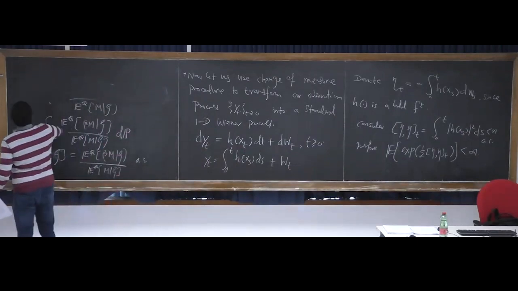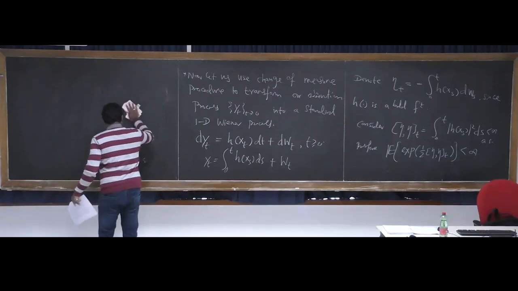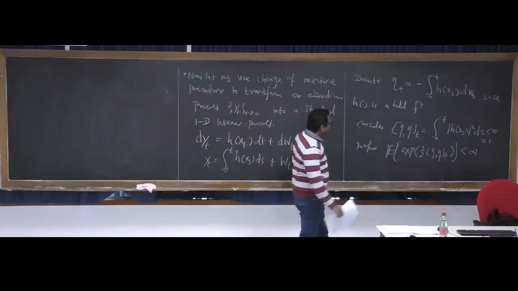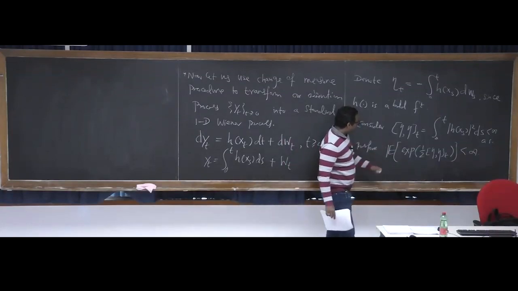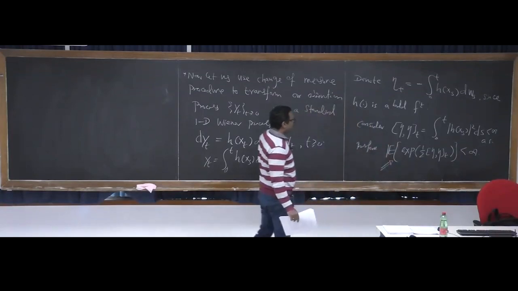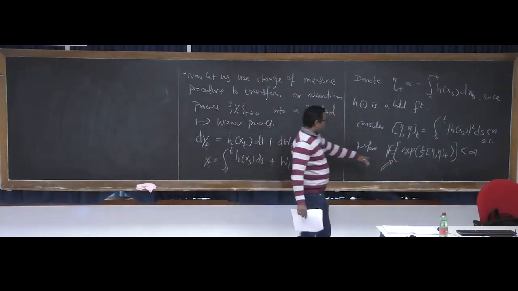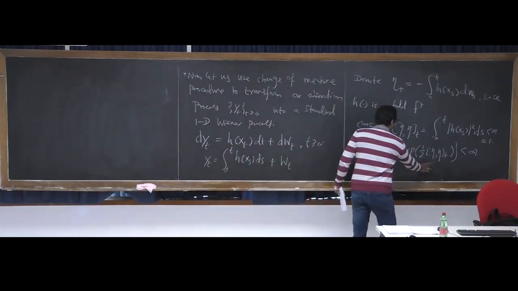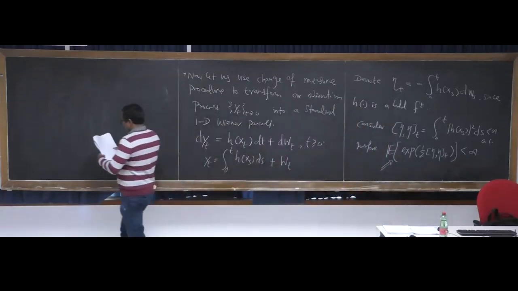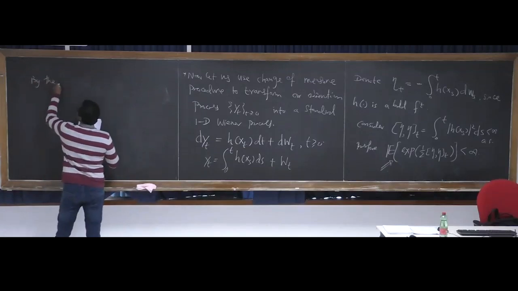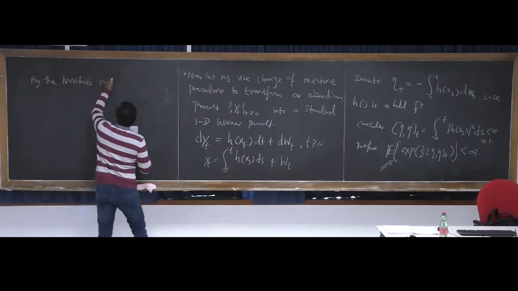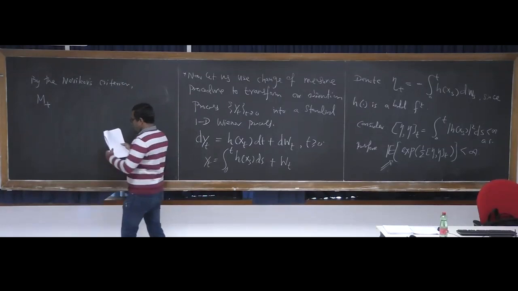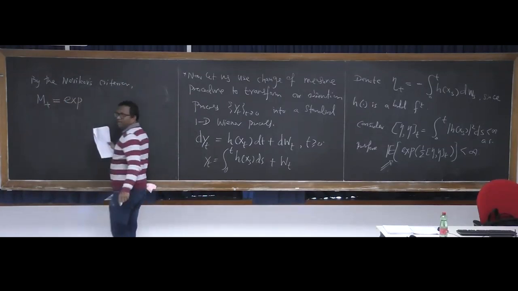Now, what can you conclude from this result? Remind the assumption based on the Novikov criterion, right? That is this, the hypothesis we have associated with the Novikov criterion. So that means the hypothesis is satisfied, the Novikov criterion. Therefore, by the Novikov criterion, this new process Mt is an exponential martingale, the Doléans-Dade exponential martingale.